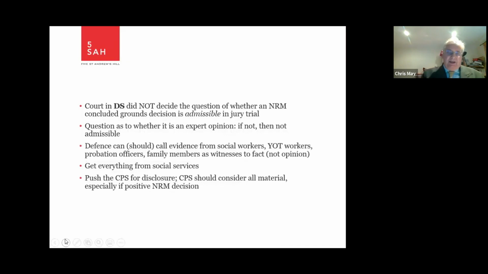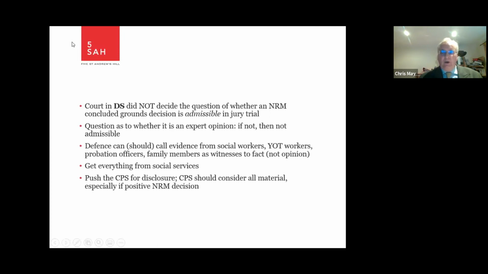One of the things that the Court of Appeal in the case of DS did not decide was the question of whether an NRM concluded grounds decision is admissible in a jury trial. There are two potential schools of thought as to this, but the first question really is whether it is an expert opinion. If not, then it's probably not admissible anyway.